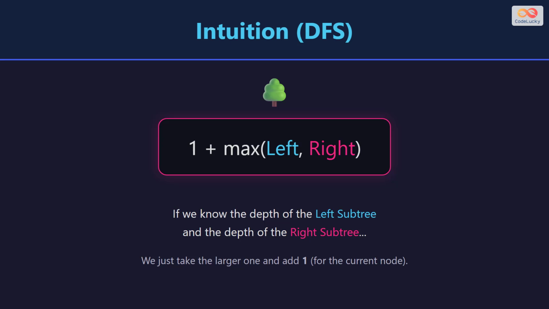The most intuitive way to solve this is using recursion. Think about it this way. If we knew the depth of the left subtree and the depth of the right subtree, how would we calculate the total depth? We would simply take the larger of the two values and add one to account for the current node itself.